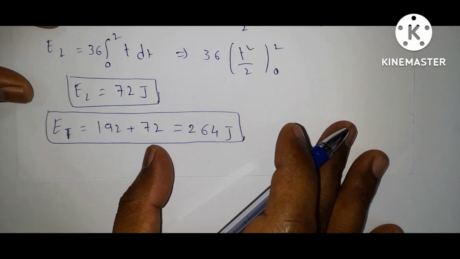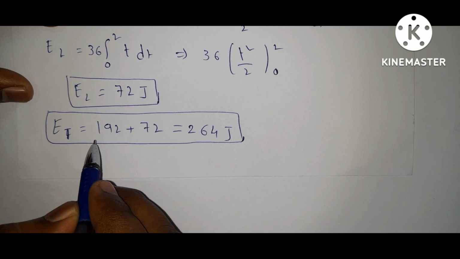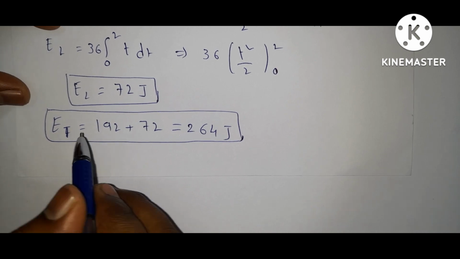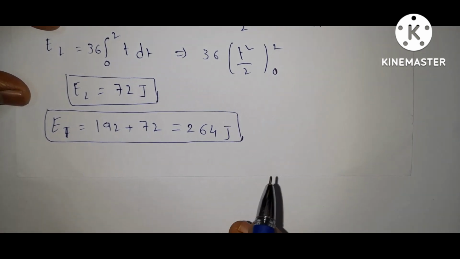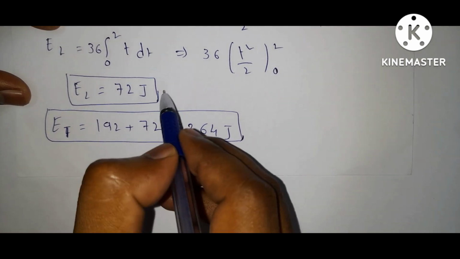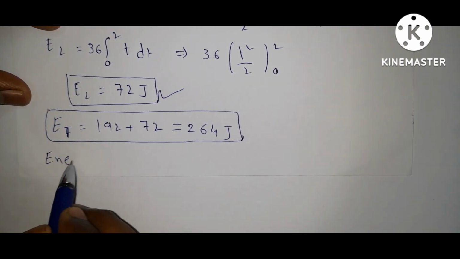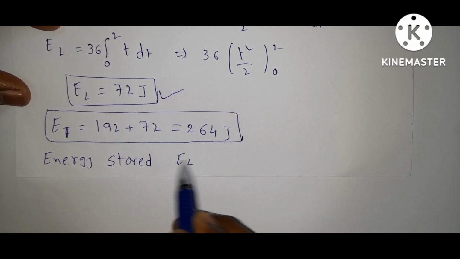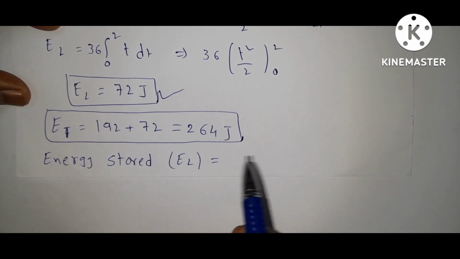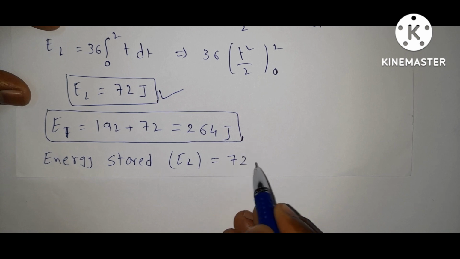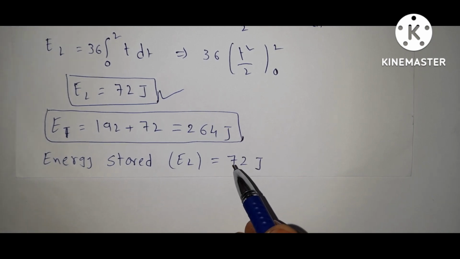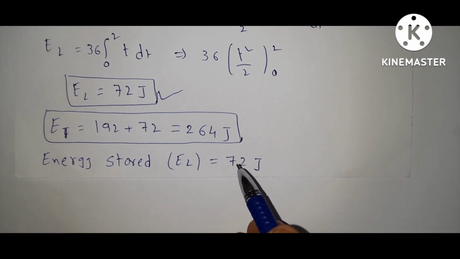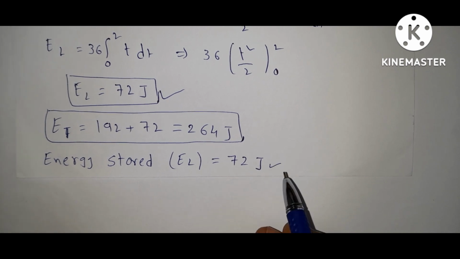Suppose in the same question they ask for the energy stored in the inductor, not the energy absorbed in the inductor. Remember this one. If energy stored in the inductor is asked, it means only the energy stored by this inductor. So the energy stored is equal to EL, 72 joules. The resistor will dissipate the energy, but the inductor will store the energy in the form of an electromagnetic field. So that value is 72 joules.